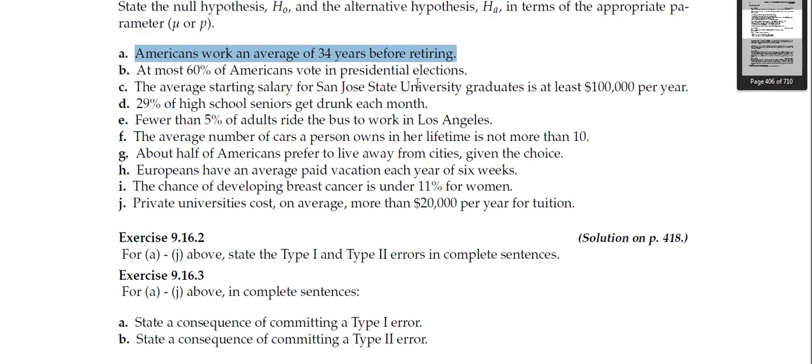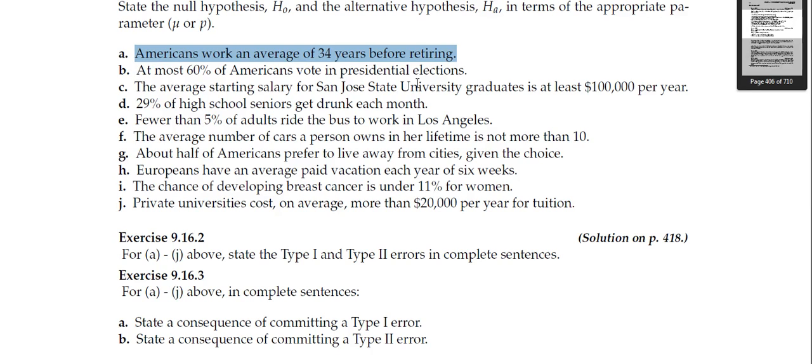In letter A, it says state a consequence of committing a type 1 error. So a type 1 error would be that you did a research study and you decided that Americans do not work an average of 34 years. Maybe it's more, maybe it's less, but it's not 34 years. And a consequence of making that kind of error would be, suppose your claim was that they work more than 34 years before retiring. You might encourage them to save less each year, because if they're working more years, they can save less each year and still end up with the same fixed amount of money. Again, if you were wrong and they don't work more than 34 years, you might, as a consequence, be encouraging people to save less money than they otherwise should. So that would be a consequence of that.